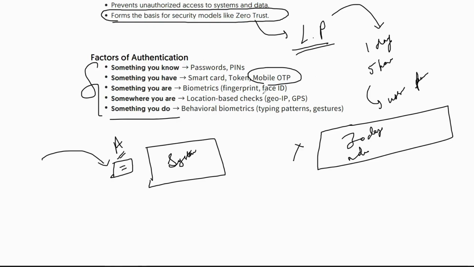Somewhere you are: where are you? In some location, which is tracked through your IP address. And something you do: behavioral biometrics, typing patterns, gestures, head movements, and those kinds of things. So these are the different factors of authentication. Eventually, whatever you're doing, you're simply trying to prove who you are by using PIN, OTP, biometrics, location, and behaviors.